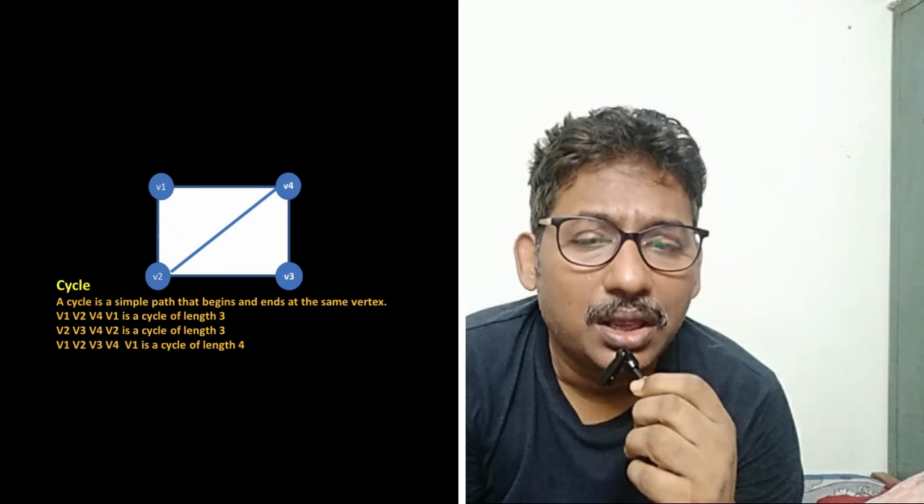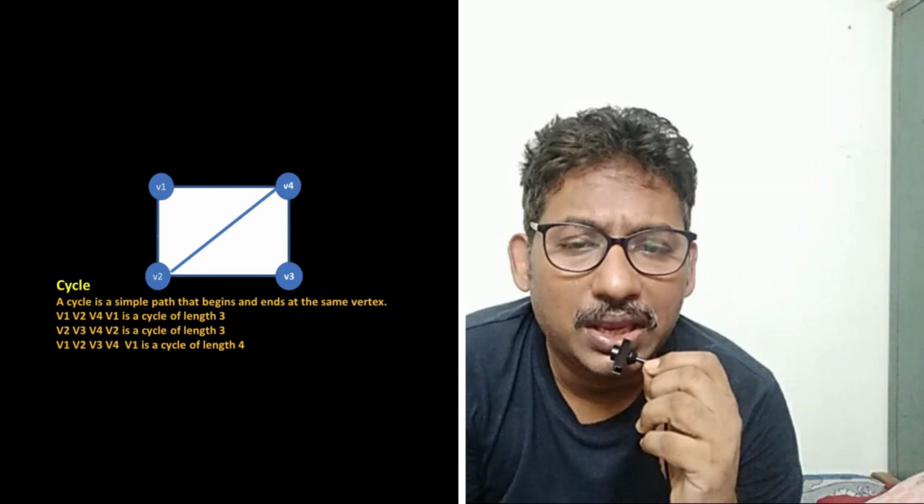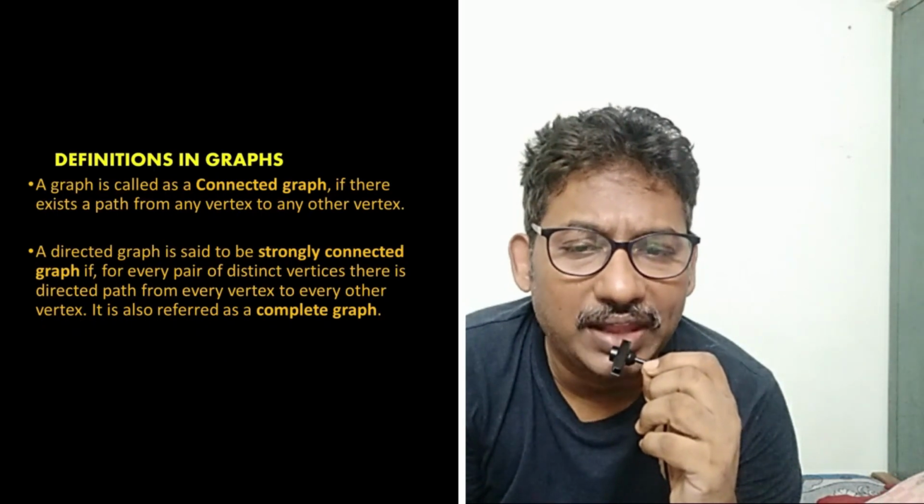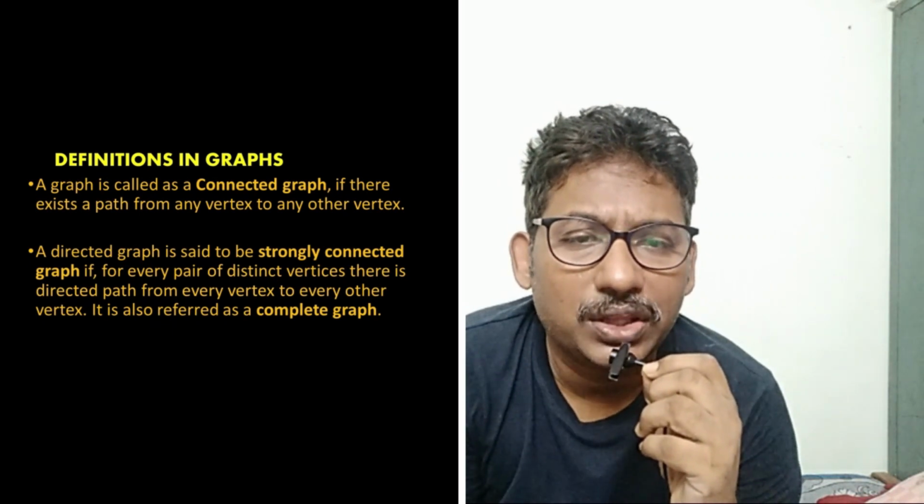So here it is a cycle. A cycle is represented by the same starting and ending vertex. A cycle is a simple path that begins and ends at the same vertex. So here V1, V2, V4 and V1 is a cycle of length 3. V2, V3, V4, V2 is a cycle of length 3. So these are the cycles.